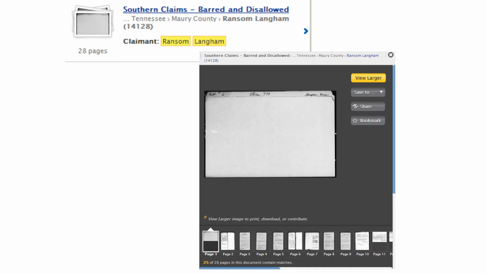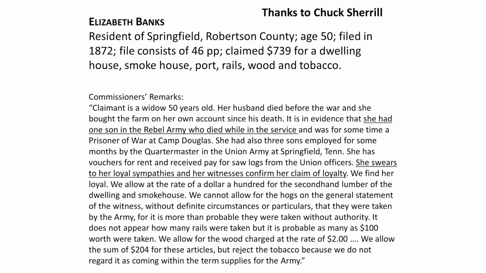This is Chuck Sherrill's favorite one, so I pulled this one up. It's the Robertson County one. This is what you'll find in there. The claimant, this is from Springfield, Robertson County. She filed in '72. It's 46 pages. These are not little. She's claiming $739 for a dwelling house, a smokehouse, pork, rails, wood, and tobacco. And then here's all the information.